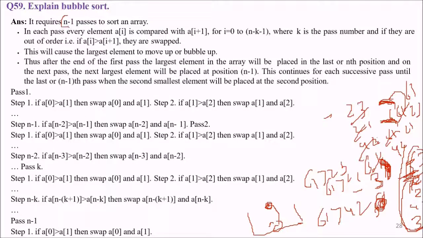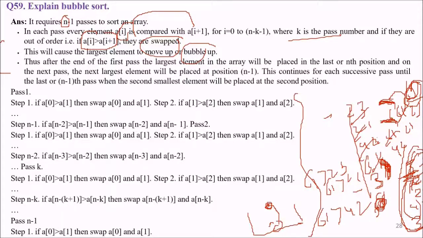It requires n-1 passes to sort an array. In each pass, every A[i] is compared with the next one, where k is the pass number. If A[i] is greater than A[i+1], then they are swapped, the way I said. This will cause the largest element to move up, or bubble up, as 61 has bubbled up. After the end of the first pass, 61 will not be taken into account for the next numbers; the same will go on. So this is the swapping process. Please pause, read and understand it very carefully.